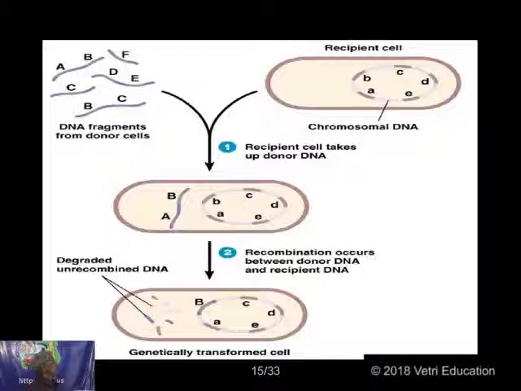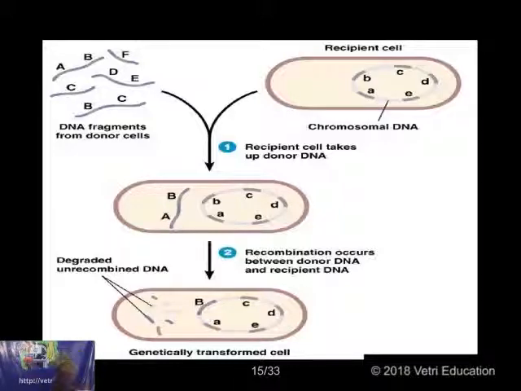Now, this is another slide which shows you beautifully about the amplification. Now, these are DNA fragments from a donor cell that you are getting. These are just examples of the DNA fragments A, B, C, D, E and then F. All these things are only just examples. Now, you have got the recipient cell, and you have got these DNA fragments.